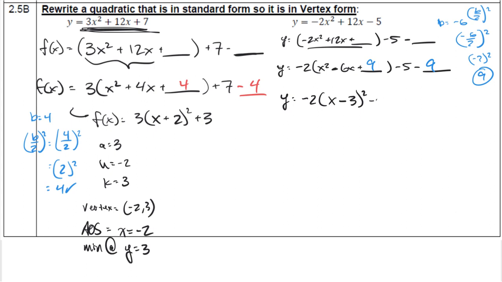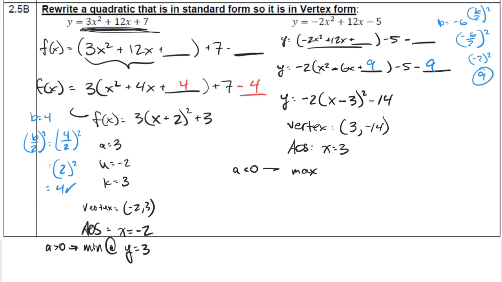Let's do the math right now. Negative 5 minus 9 is minus 14. So now I have my vertex is at 3, negative 14. Axis of symmetry is x equals 3. I have a max. Remember, a is less than 0, so it means I have a max. And that is at y equals negative 14. Okay. And it's scaled by 2. And this is important when we do pattern of change. I'll show you how to use this.